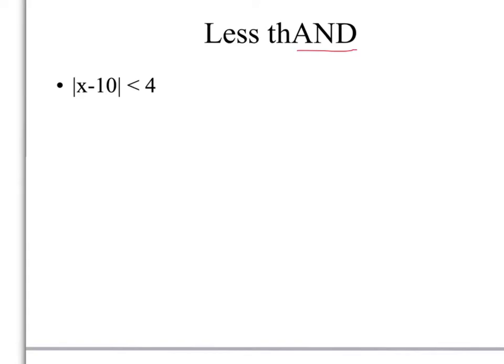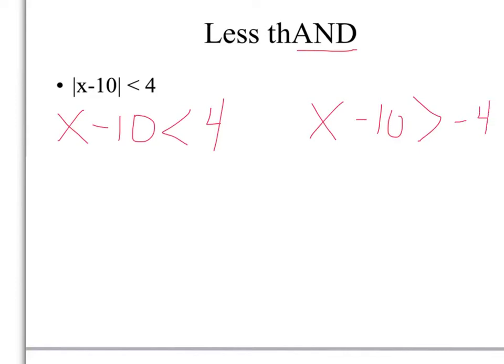So again, go through your normal solving steps. I'm going to split this into two inequalities. We've got x minus 10 is less than 4, and x minus 10 is going to be now greater than negative 4, because you always switch the inequality symbol and the sign on the second one that you write.